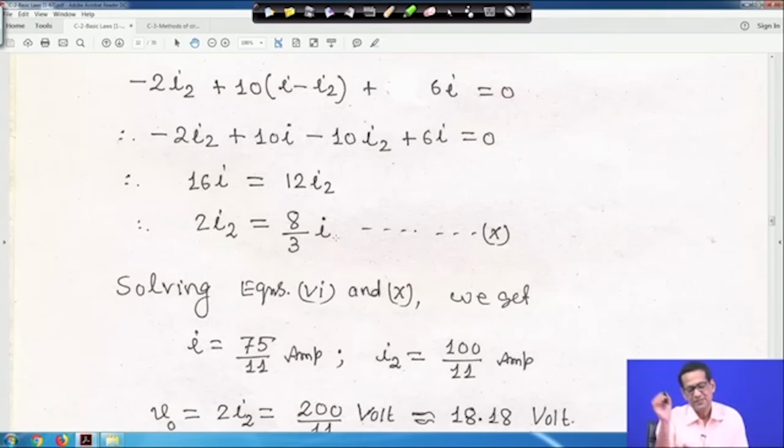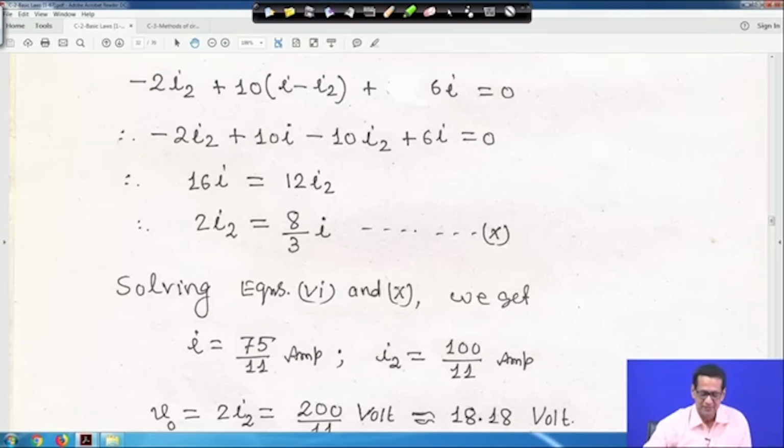Actually V 0 is equal to 2 I 2, that is why I did not write I 2 is equal to 4 by 3 I, just 2 I 2 is equal to 8 by 3 I, this is equation 10. Now, solving equation 6 and 10 we get, please do it, it is a simple thing.